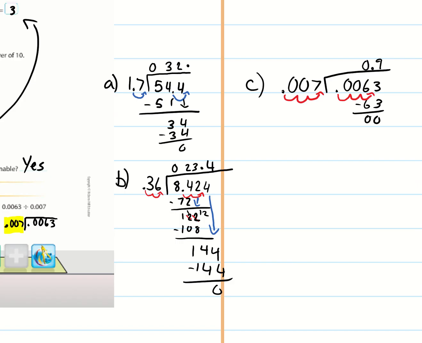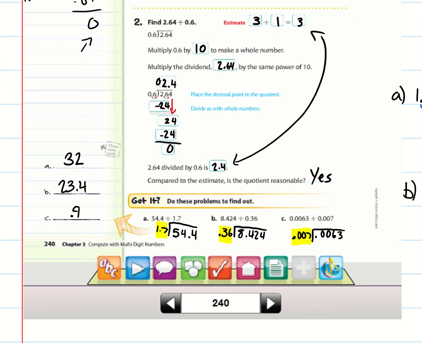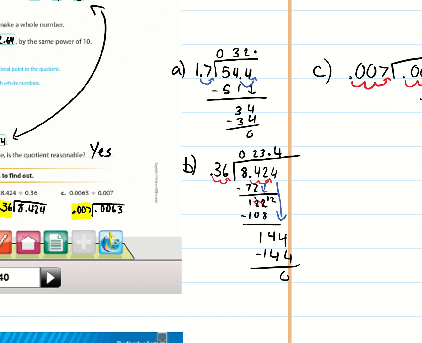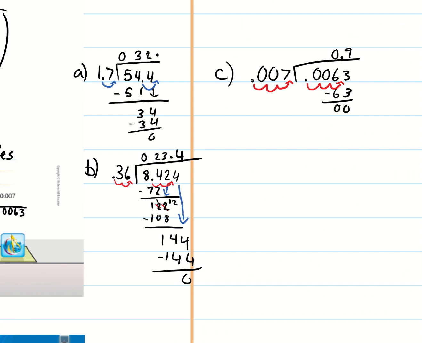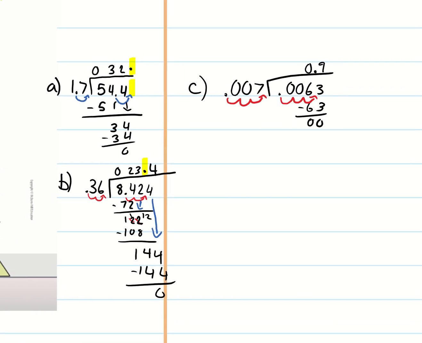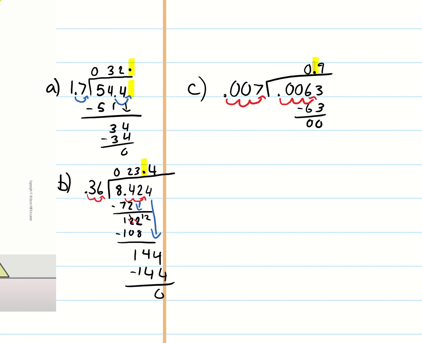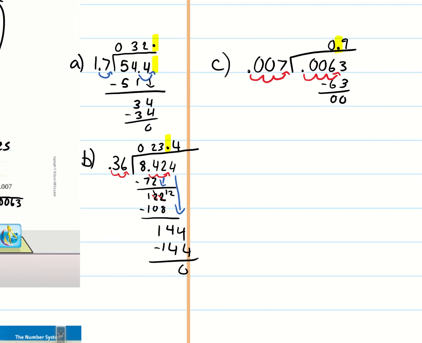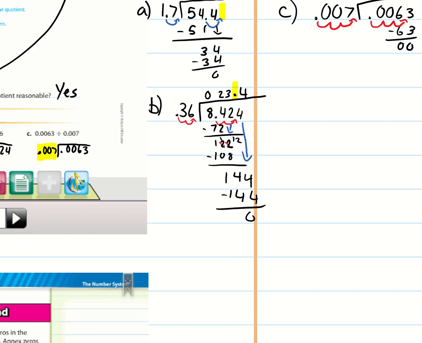Alright, so here are my answers for A, B, and C. For A, we have 32, B, we have 23 4/10, and C, we have 9/10. So in A, we had to move the decimal place to the right once. So that's why my decimal place is here, because we moved the decimal place. For B, we had to move it twice, so my decimal place is going to be here. And C, we had to move the decimal place 3 times, so I put my decimal place in the new spot here. And then we just went ahead and divided, which we've been doing the last few lessons.